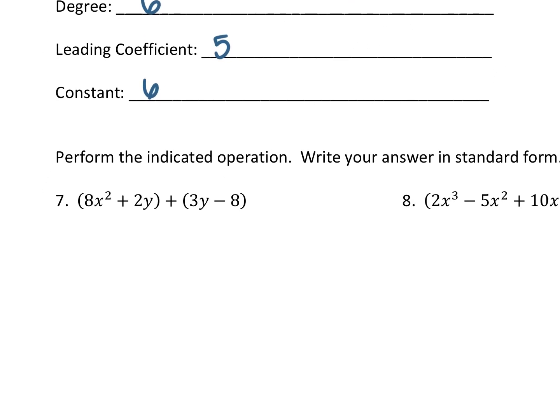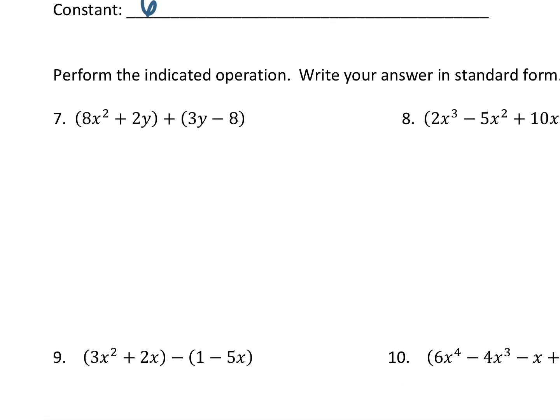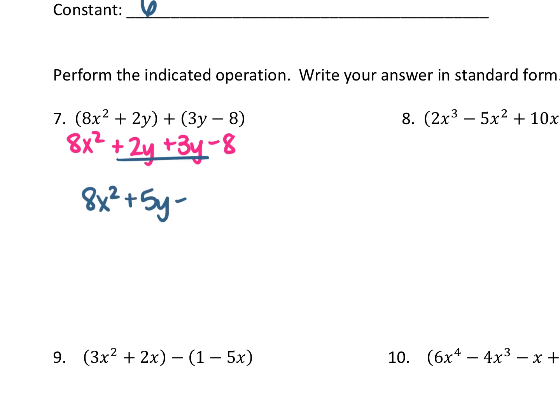Your next section tells us to perform the indicated operation. The first one that we see here is 8x squared plus 2y plus 3y minus 8. So we're adding these two. The first thing that we do is just get rid of those parentheses. So that's going to be 8x squared plus 2y plus 3y minus 8. We have like terms, so we will combine our like terms now. This will give us 8x squared plus 5y minus 8.